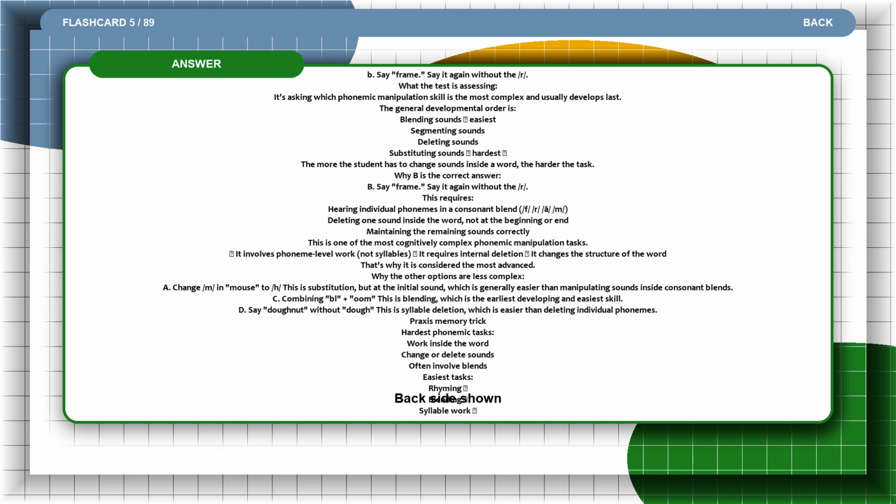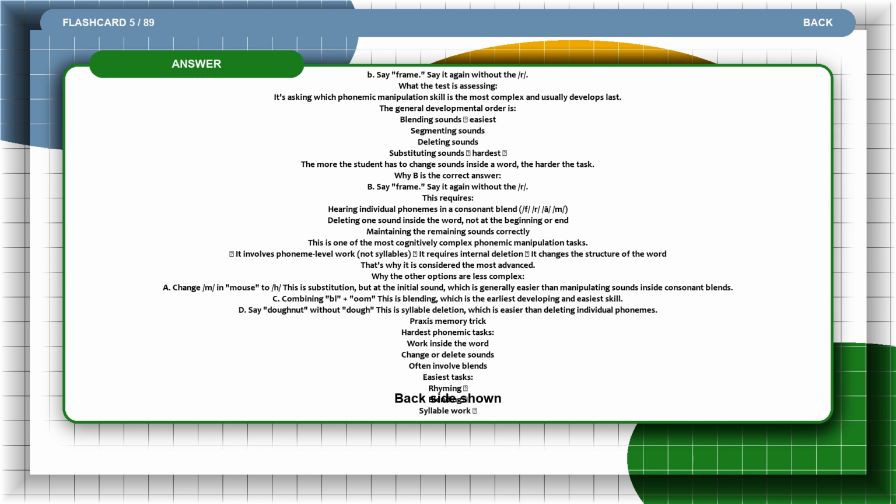This requires hearing individual phonemes in a consonant blend: /f/ /r/ /ā/ /m/, deleting one sound inside the word, not at the beginning or end, and maintaining the remaining sounds correctly. This is one of the most cognitively complex phonemic manipulation tasks.